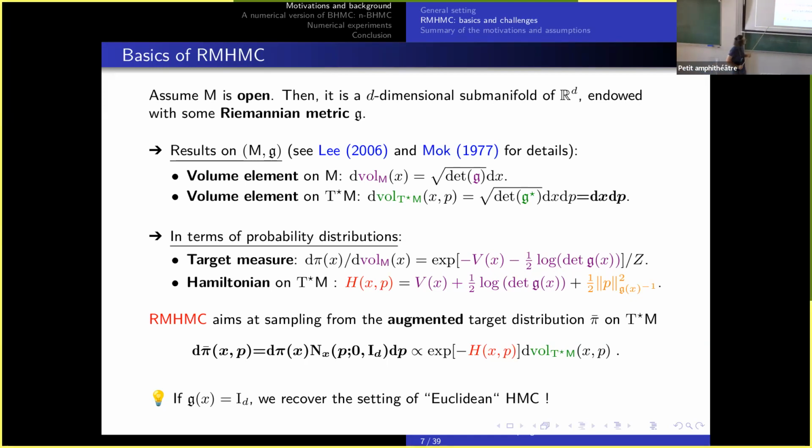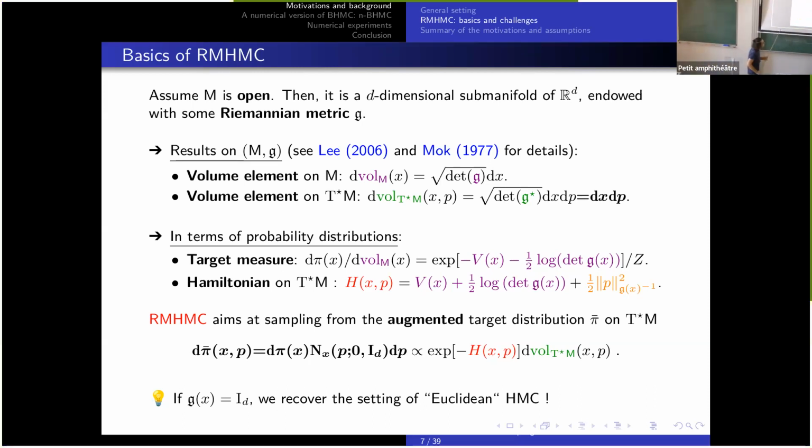And so here, if you know HMC well, you now want to define the Hamiltonian function on my cotangent bundle in such a way that the marginal distribution of my density is exactly my target distribution.